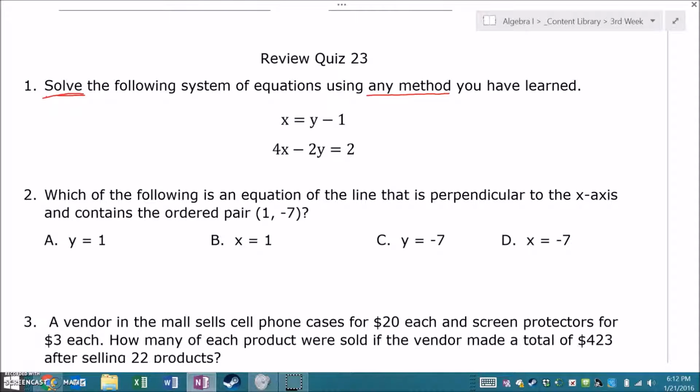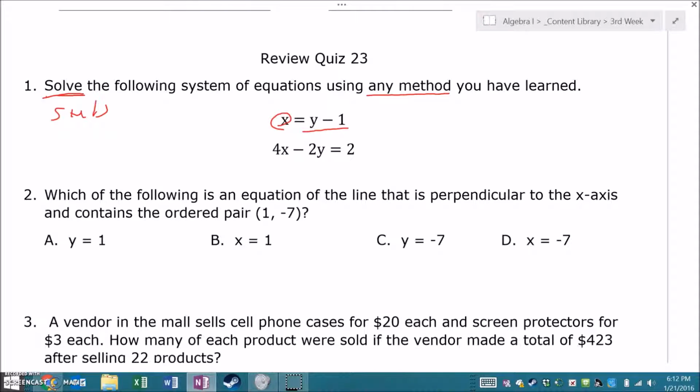First question, solve the following system using any method that includes graphing, substitution, elimination. You can go into your calculator and pull up the table. I'm going to use substitution here because that is the easiest method based on this. And the reason I'm going to use substitution is because I have x equal to something. I already know what x equals.